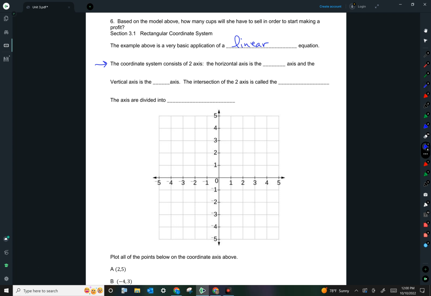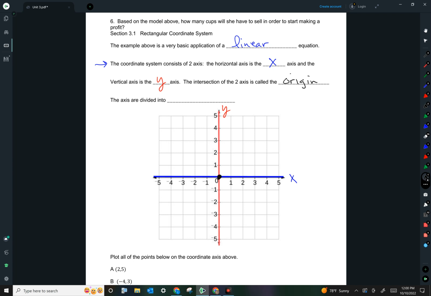You got the horizontal axis, which is the x-axis. So we're talking right down here. This is your x-axis, and I'll label that as x. And then the vertical axis is the y-axis. So here's your vertical axis, and we'll label that as y. And it says the intersection of the two axes is called the origin. So right there in the center where the two intersect is what we call the origin.